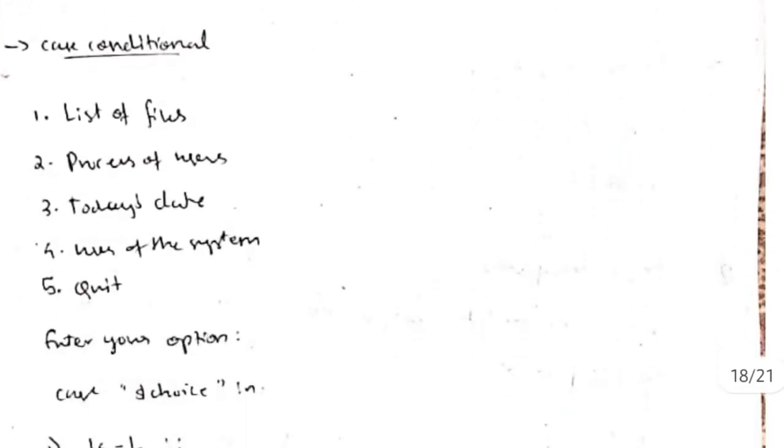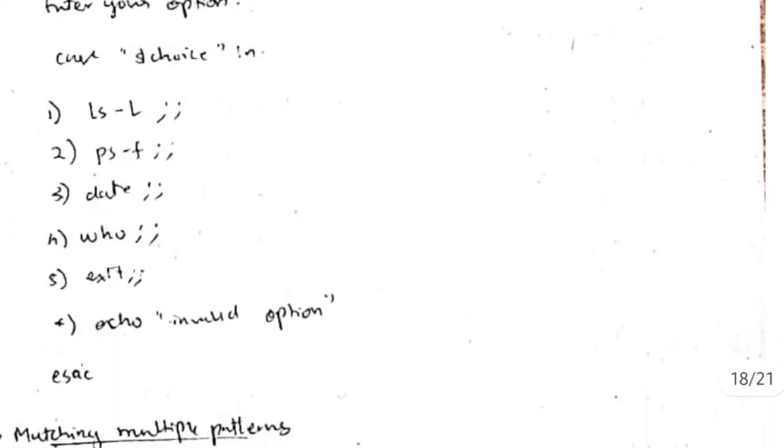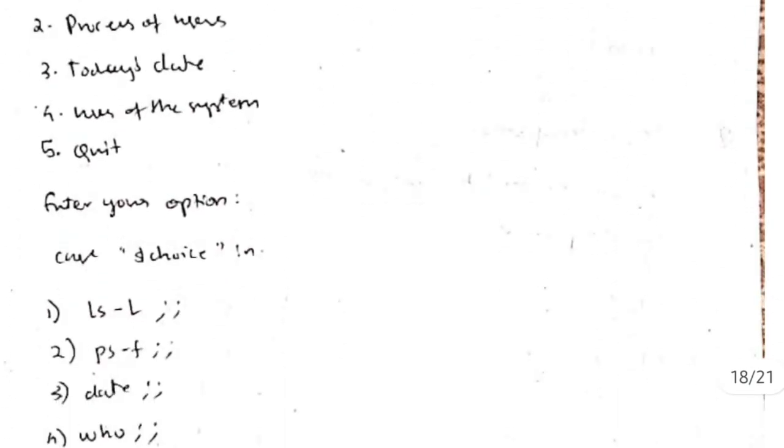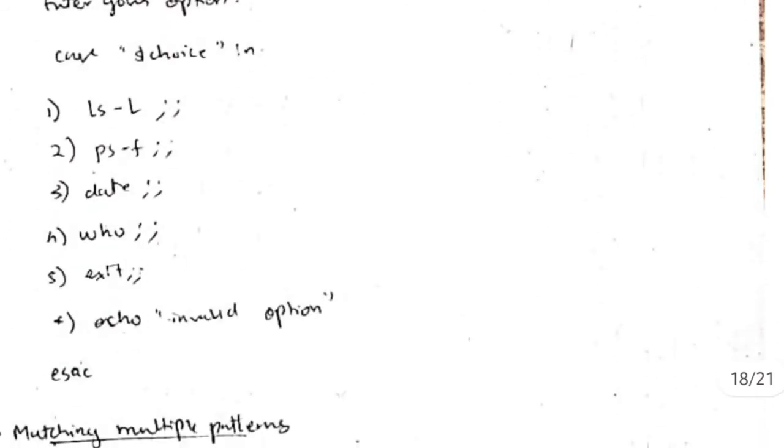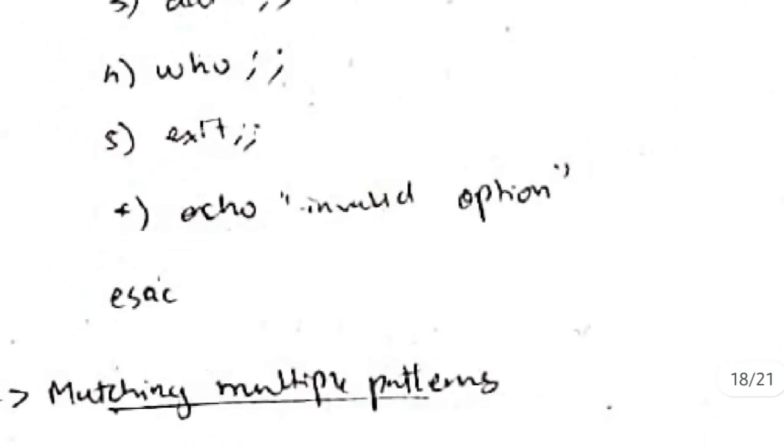What is the case conditional? Suppose we have a menu to display a list of files, the processes of users, today's date, or the users of the system, and finally we have quit. Whatever input we give, like 1 to 5, will be stored in choice, and then choice will be matched with any of these cases. For the first case, to display the list of files, we use ls -l. For the processes, ps -f, then the date command, and for the users, who. For exit, we use the exit command. And star indicates the default operation, meaning any other number other than 1 to 5 we output as invalid option.